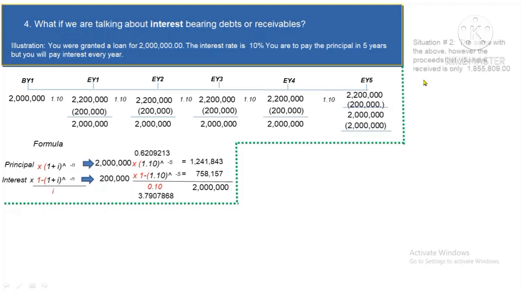Let's say, for example, we have situation number 2. Let's assume the last problem where you are to pay 2 million principal at the end of 5 years and interest of 200,000 every year. Except that you only receive 1,855,809 from the creditor as proceeds. This usually happens when the creditor charges or deducts something like direct origination costs or service charges or transaction costs and the like. Sometimes, these charges are abused by the creditors. The debtors are usually misled to believe that the interest rate charge is small, but in reality, there are a lot of hidden advance deductions.